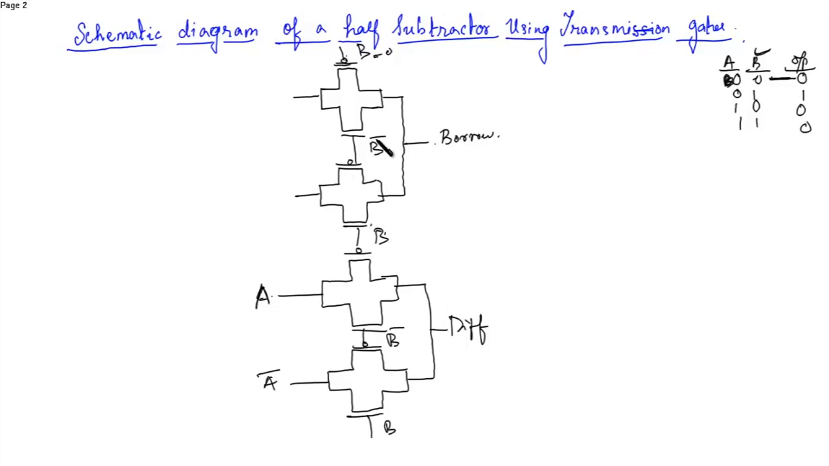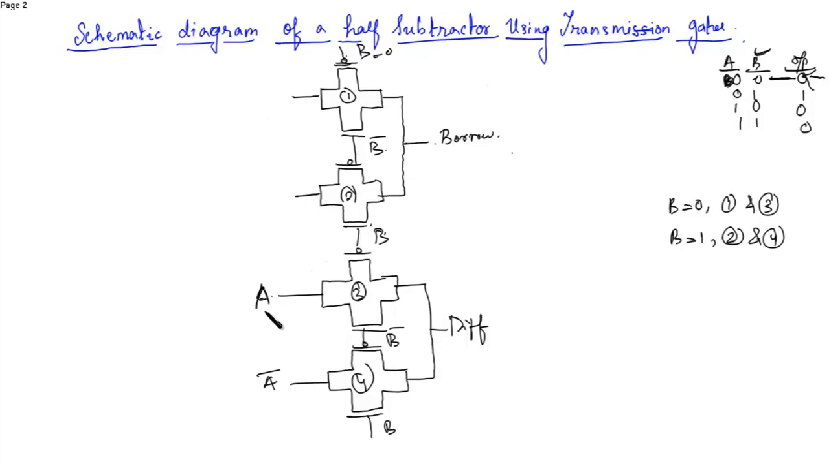So this will turn off. When B is 0, this will turn on. So alternately they keep turning on and off. This is 1, 2, 3, 4. When B is equal to 0, then 1 and 3 will turn on. When B is equal to 1, then 2 and 4 will turn on. So when B is 0, whatever will be there over here will be seen at borrow. That means that should be 0. And over here, whatever will be at A, you'll see in the difference.